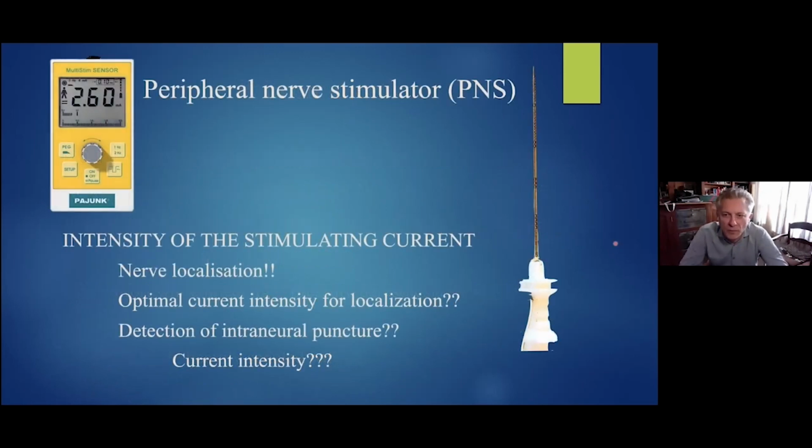What about the peripheral nerve stimulator? What is the correct intensity of the stimulating current when we perform it, some years ago only for nerve localization? What is the optimal current intensity for localization? For those who performed blocks with a nerve stimulator, it is different from patient to patient, and it is different from nerve to nerve. What about the current intensity for detection of an intraneural puncture? Again, this is very variable.